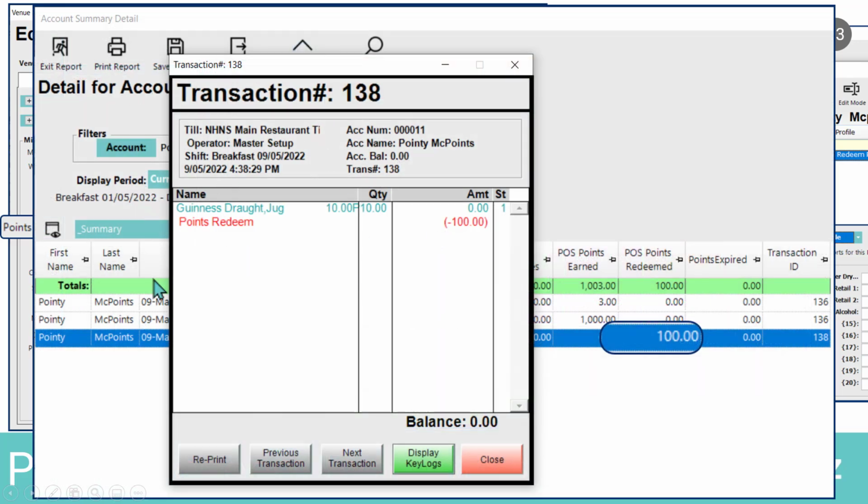And then, like I said, from back office, we can report on that transaction. We can see exactly that is what has gone on there. But yeah, if we'd like to then report on the points that were redeemed per transaction, we can do so in the account summary detail and then look at that exact transaction.